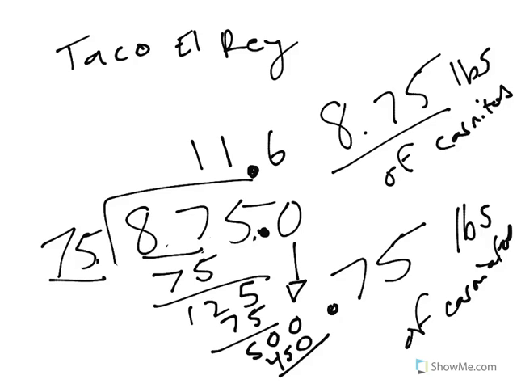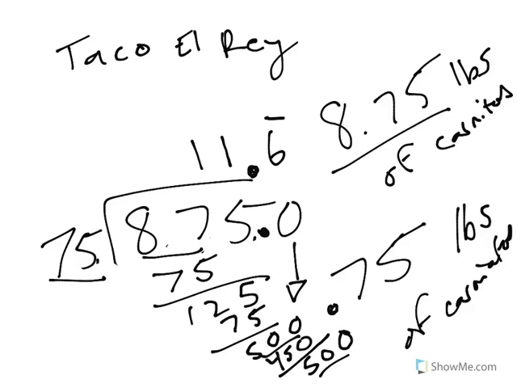Then we're going to be left with 50, and guess what? That's going to drop 50 again, drop another 0 is 500, and once I see that I have that 2 times in a row, I know that it's got to be 11.6 repeating.